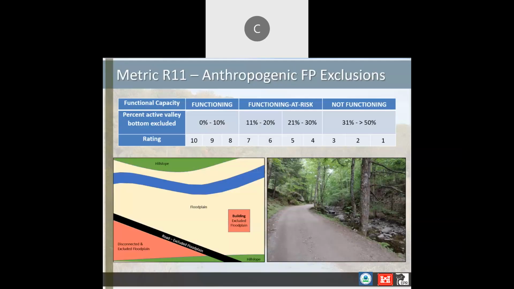Oh, go ahead. Oh no, I was going to jump back to this one. So if this roadway has some cross drain culverts, then it's not disconnected anymore.